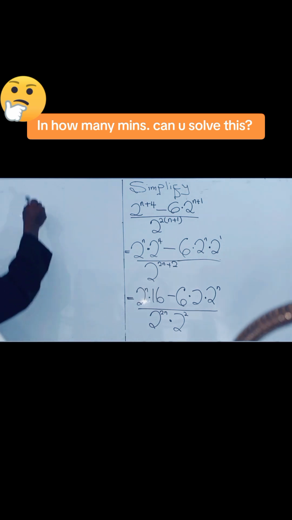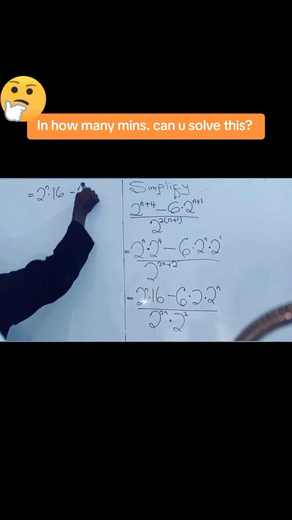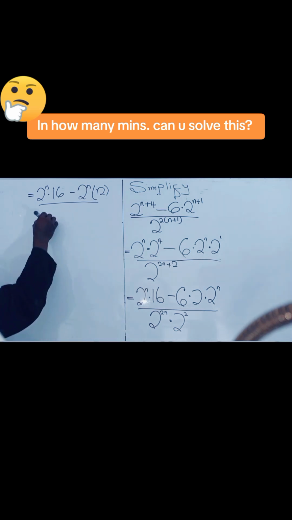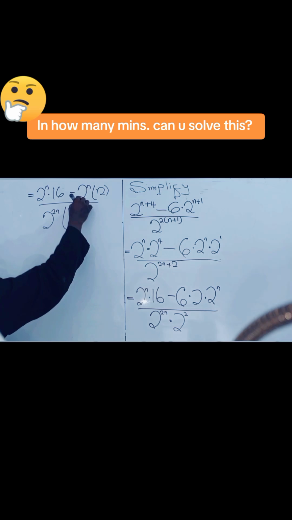So from here, we shall have 2 raised to the power n multiplying what? 16. And then we have 2 raised to the power n. 6 times 2 gives us what? 12. All of this is over 2 raised to the power 2n. And then we have 2 raised to the power 2 gives us what? 4.